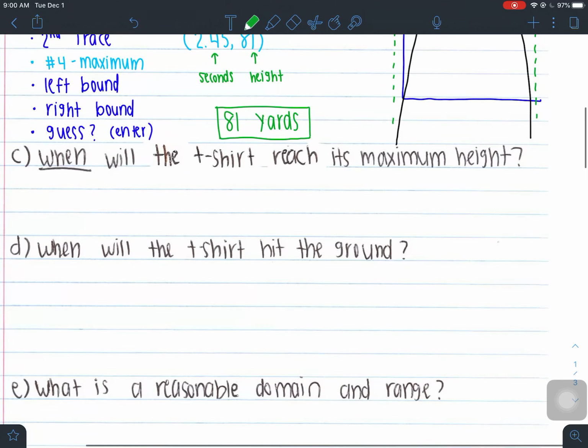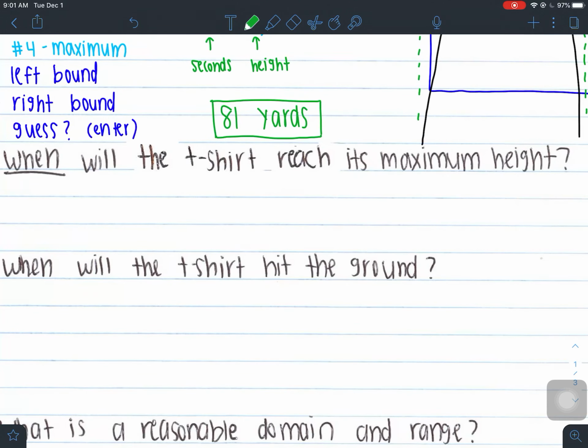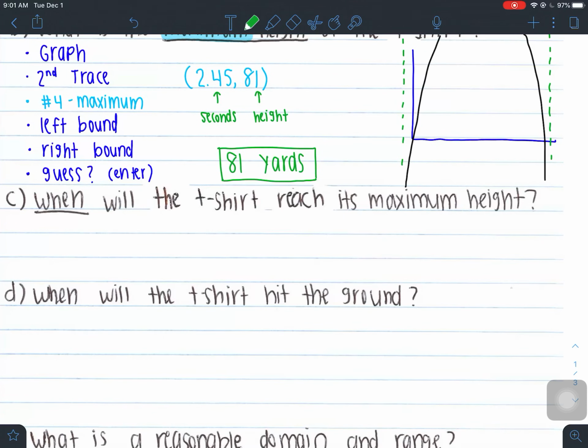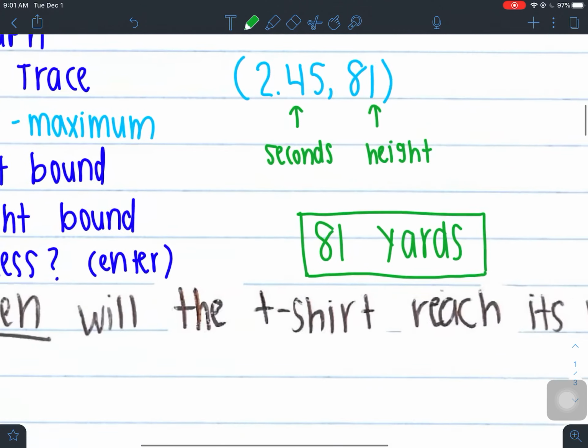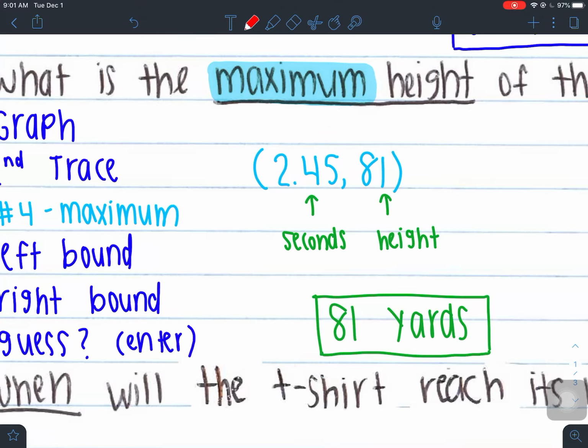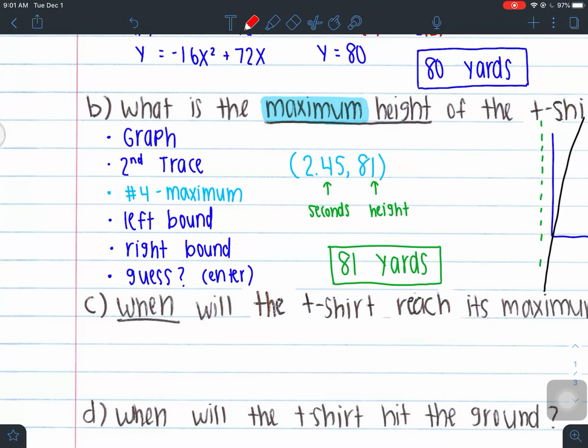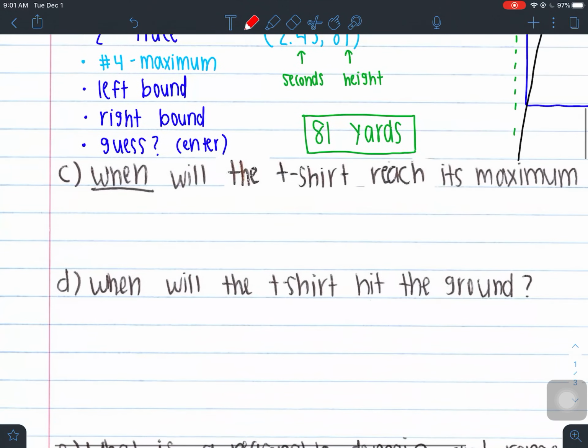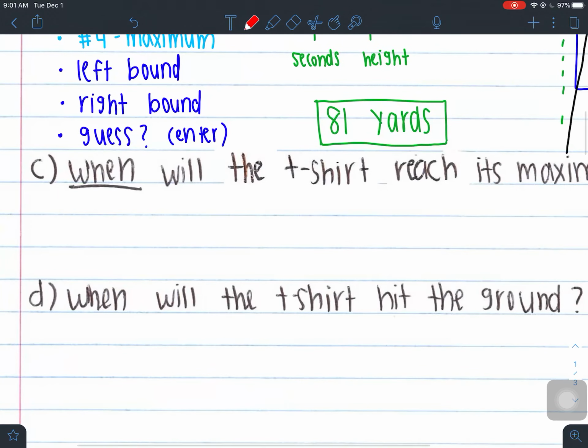When will the t-shirt reach its maximum height? So they're saying, when will it reach its maximum height? Well, we know it reaches the height at 81 yards. So when does it reach that? We actually answered that in the previous problem when we got that point. When it reaches it is at 2.25 seconds. So at 2.25 seconds, it reaches its maximum height at 81 yards.